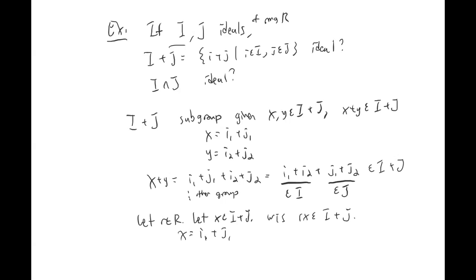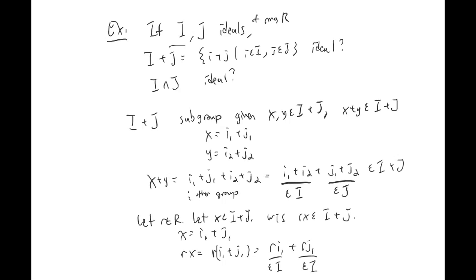Agree? So r times x is r i1 plus r j1. I skipped a step. This is the distributive property, we are in a ring, so we have the distributive property. Now this is in I because I is an ideal. We're given I is an ideal. So if I take an element i1 and multiply by any element r, it remains in I, because I is an ideal. It's a magnet.